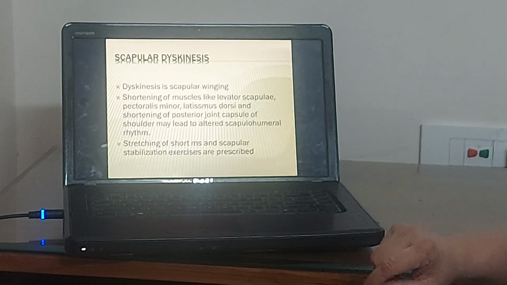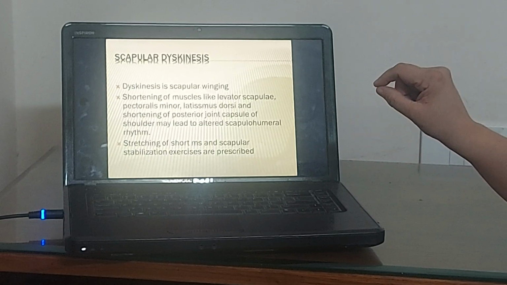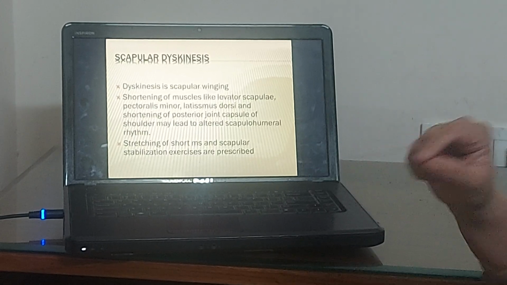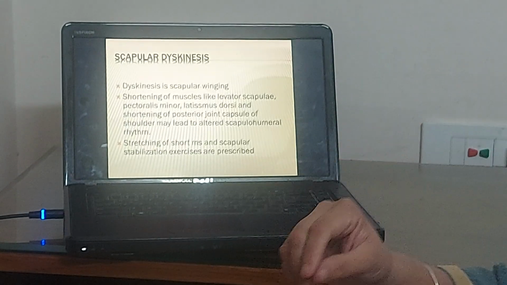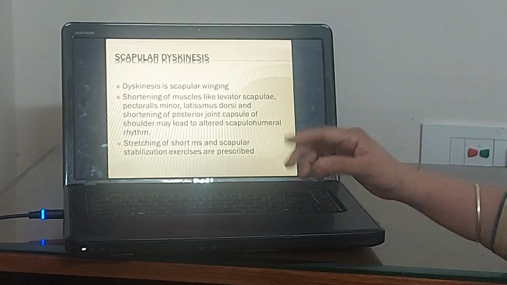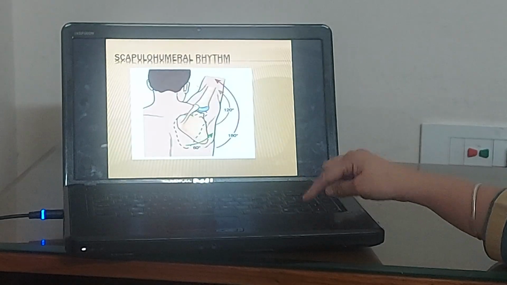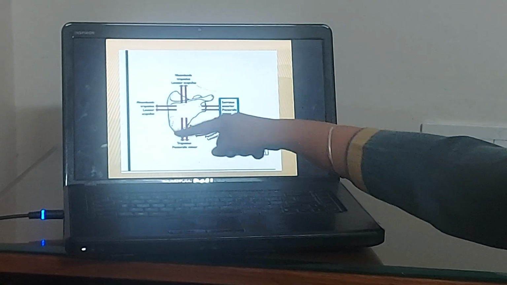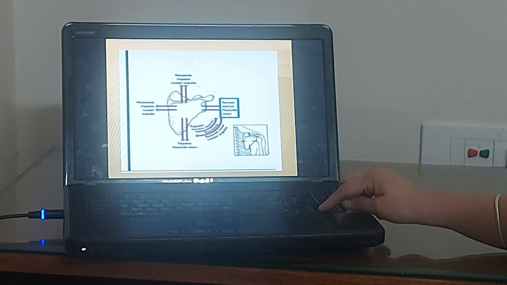Now, clinical significance. There is a word called scapular dyskinesis. That means the word dyskinesis we use when we see winging of scapula. This is called winging of scapula. Now, what happens over here? This is possible because if these muscles are not working at a point, there will be winging of scapula. So, which muscles are there?